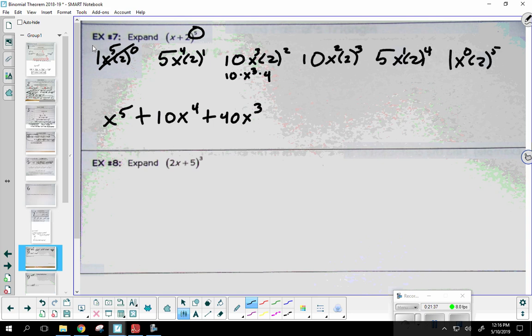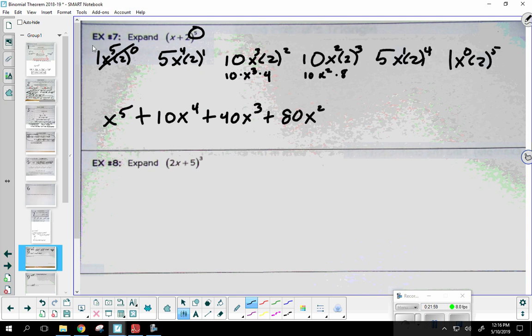Everybody okay with what I'm doing? So what would the next term be? Ooh, a little higher. 80. Because this is really 10 times x squared. 2 cubed is 8. So that would be 80x squared.